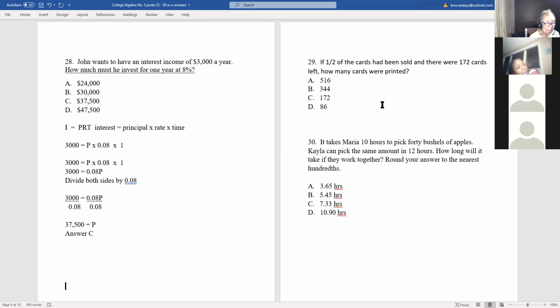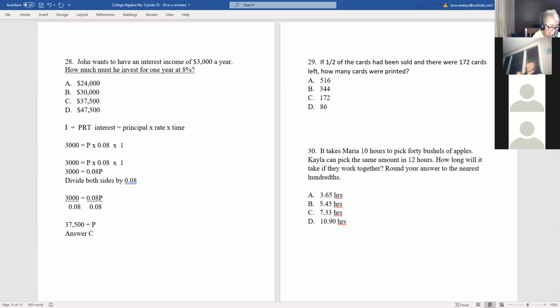Oh no, are you serious? Yes. I divided in half, but then I read it again. 172 left. So if half was sold and 172 are left, then I had 2 times 172 to start with, right? 2 times 172 is equal to 344.